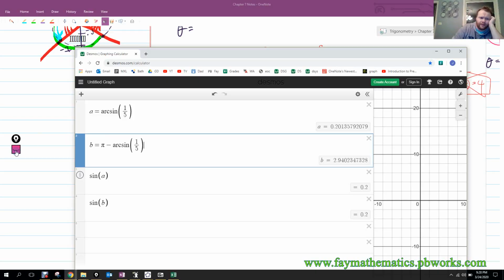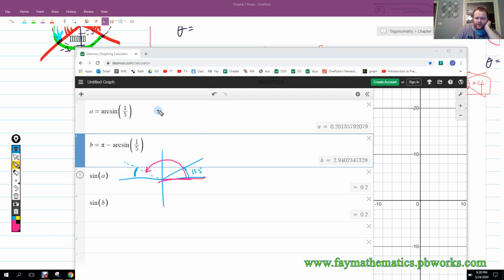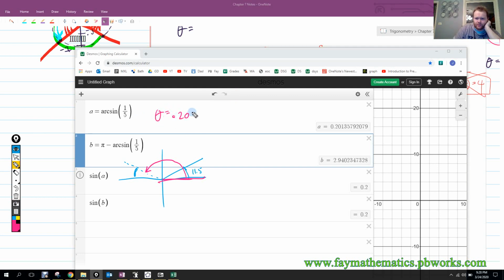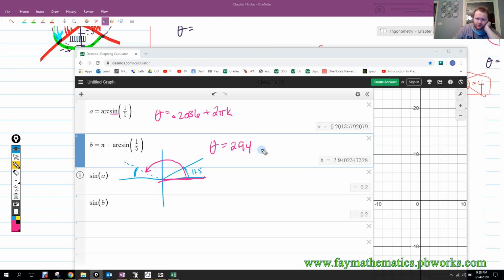So if we're looking to write the infinite solutions to these, it'd be theta is 0.203, whatever you want to round this to, plus, since it's the sine function, 2 pi k. And this one would be 2.94 plus 2 pi k. So that's if we were doing it in radians and we wanted the infinite solutions.